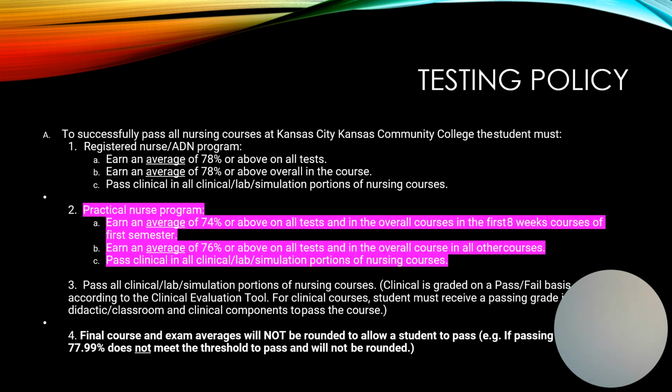As far as the testing policy, again, I'm not going to read everything, but there's some important things that I really want to point out, and I have brought this to your attention before. In the practical nursing program, you have to have that average of 74% or higher on your exams. In the overall course, 76% in the first 8 weeks. The second 8 weeks, it bumps up to 76% across the board. And you have to pass all those clinical, lab, simulation portions that are involved with that course. We do not round to get you to that appropriate number. So make sure that you get at least the 76%, etc.